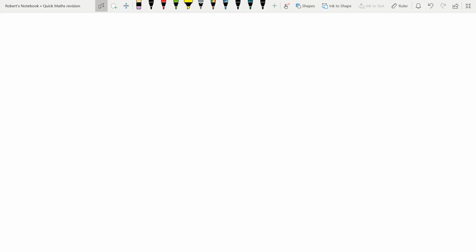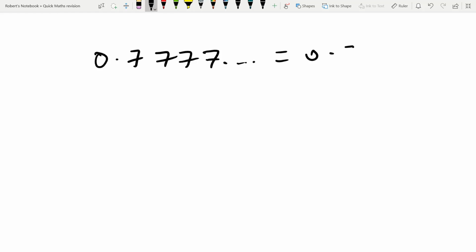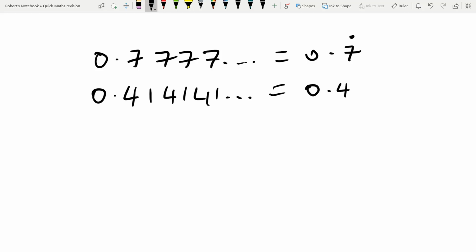A recurring decimal is one where we have a repeating number of digits after our decimal place. So if we had, for example, 0.7777, where the 7s go on forever, that is 0.7 recurring. And we don't have to have just one number repeating itself. We could have 0.414141, where the 41s repeat forever, and that is 0.41 recurring.